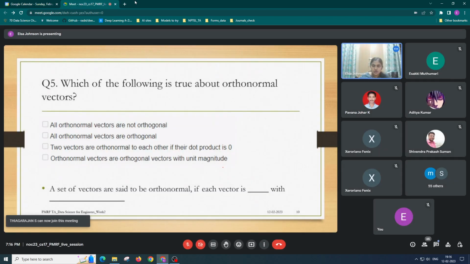3, 4. But if it's not asked like that, then the most clear answer will be the fourth one. Orthonormal vectors are orthogonal vectors with unit magnitude. Okay, here unit magnitude will come. Okay, so what is the answer?